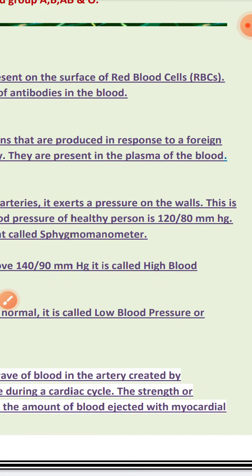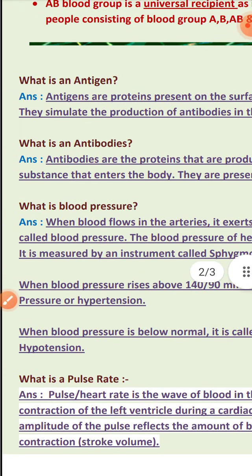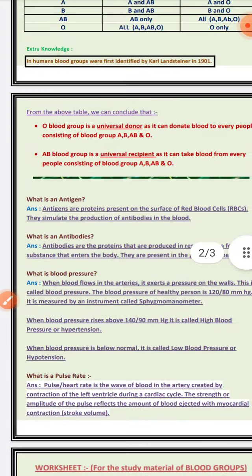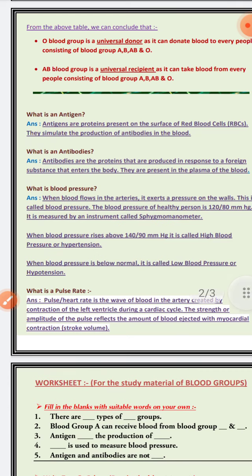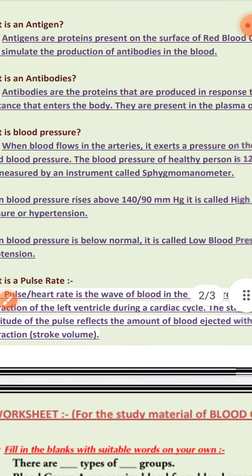And Hg is the chemical symbol of mercury, and it is measured by an instrument called a sphygmomanometer. It's an instrument, like a stethoscope is used. Similarly, a sphygmomanometer is also used for the purpose of measuring blood pressure.